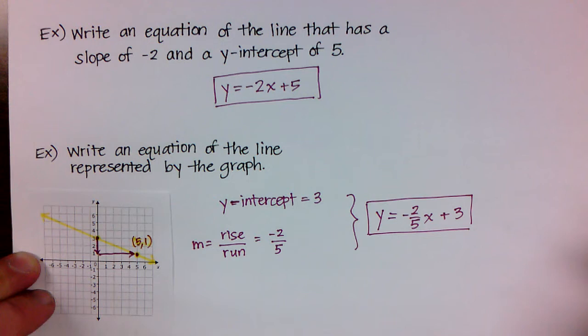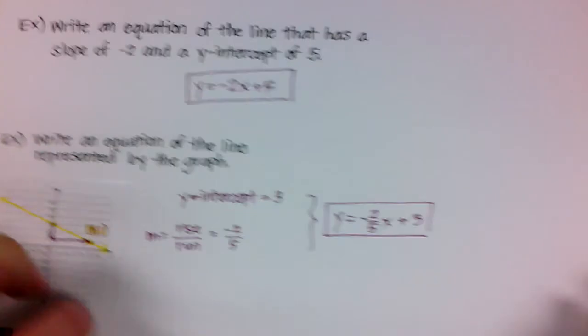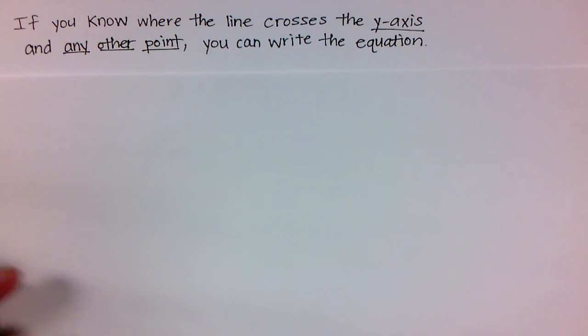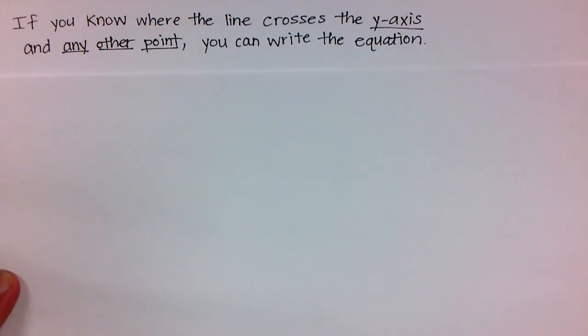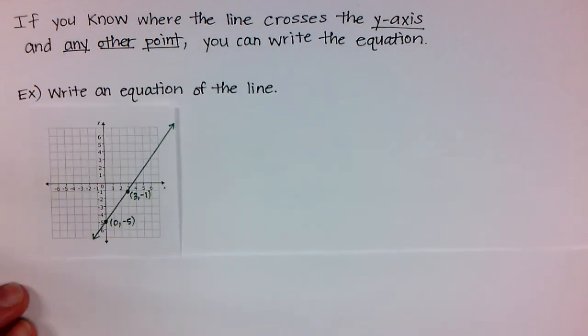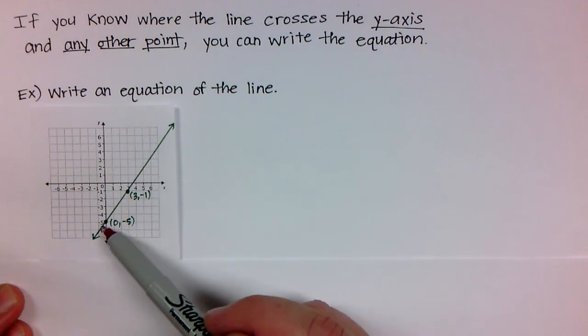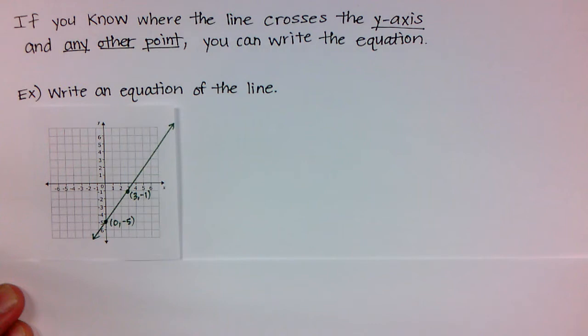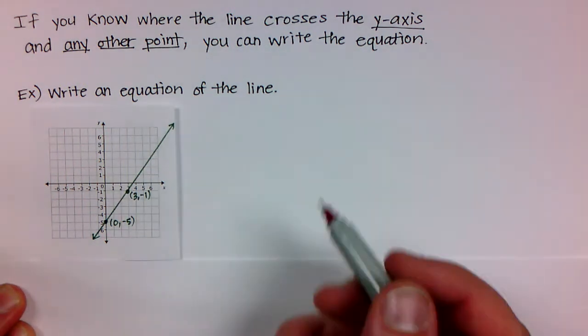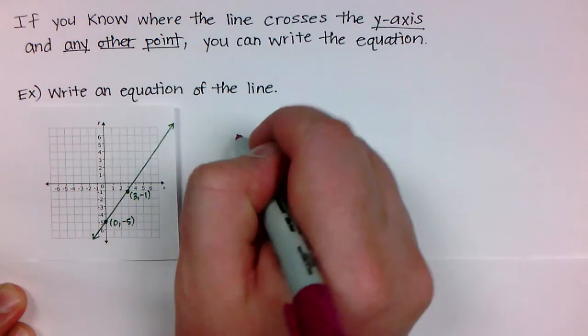You guys are going to love this section. All right, let's move on. If you know where the line crosses the y-axis and any other point, you can write the equation. Okay? So here's an example. I have a graph, okay? And I know where it's crossing the y-axis, and I have two other points. Okay, so instead of me just counting the slope, the rise over the run like I did in the last example, why don't we actually calculate the slope?